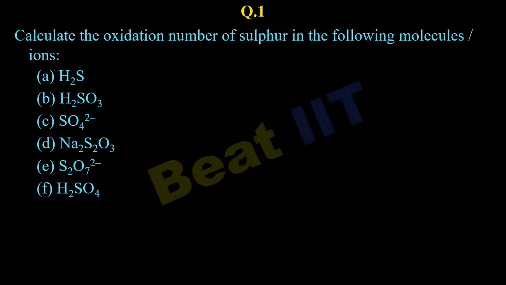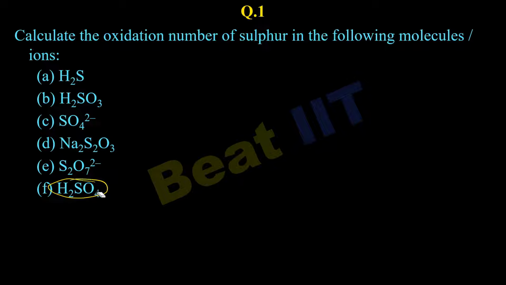Next, H2SO4. Now remember, H2SO4 and SO4 2-, these are actually the same thing, because you can dissociate H2SO4 as 2H+ and SO4 2-. So effectively, whatever oxidation number of sulfur you are calculating in H2SO4 is the same as the oxidation number of sulfur in sulfate ion. But here you will calculate it differently.